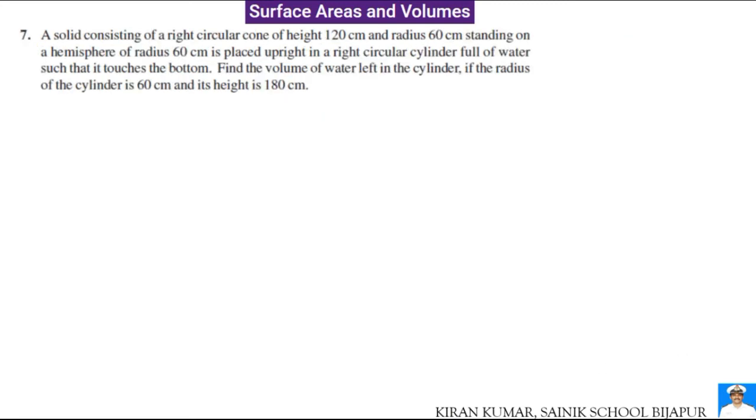Question number 7. A solid consisting of a right circular cone of height 120 cm and radius 60 cm standing on a hemisphere of radius 60 cm is placed upright in the right circular cylinder full of water such that it touches the bottom. Find the volume of water left in the cylinder, if the radius of the cylinder is 60 cm and the height is 160 cm.